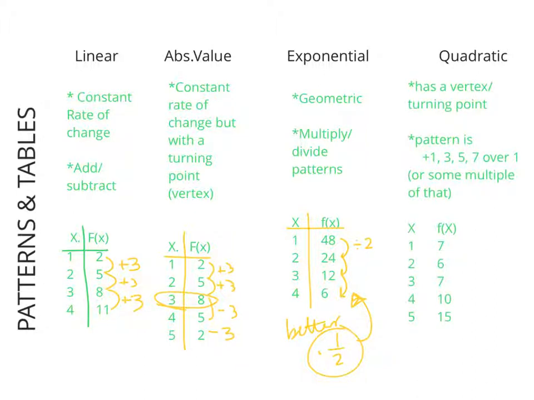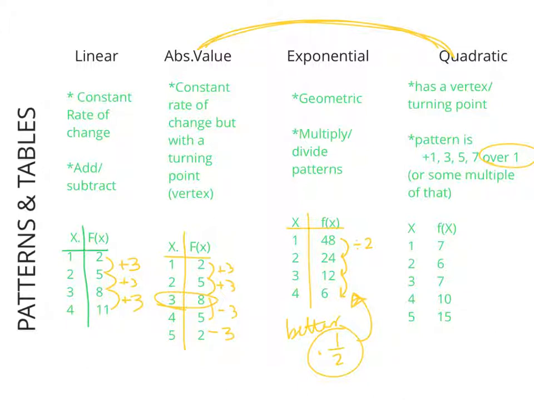All right, so quadratic, again, very similar to absolute value. Hopefully in your mind you kind of tie these two together because they do a lot of things very similarly. Also has a vertex or a turning point. The pattern on quadratics, you all know, is 1, 3, 5, 7 over 1. I would write that as a fraction if I could type that way, so you might want to do that for yourself, or some multiple of that.